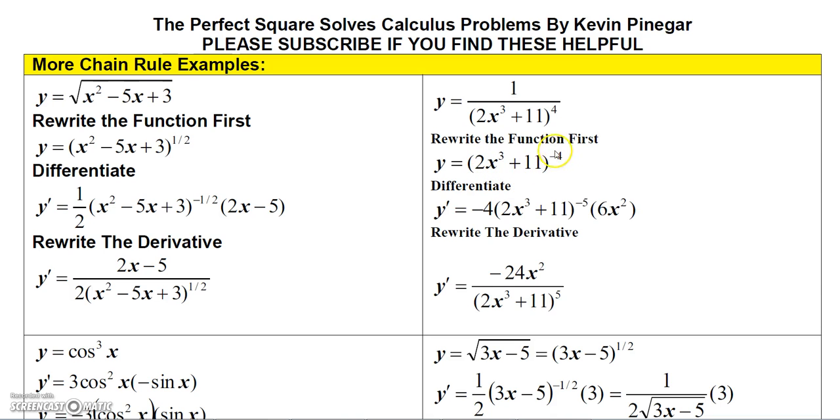This one, I can rewrite as 2x cubed plus 11 to the negative 4. And then I can take the derivative using the general power rule. So that would be, bring the negative 4 down, then it would be times 2x cubed plus 11 to the negative 5. And then you multiply by the derivative of 2x cubed plus 11, which is 6x squared. And then since negative 4 times 6x squared is negative 24x squared, you can write that. And then you can move this to the denominator as long as you change the negative 5 to positive 5.